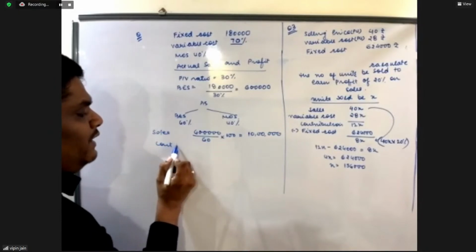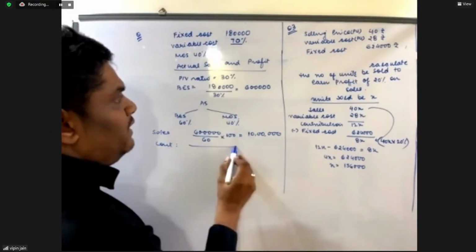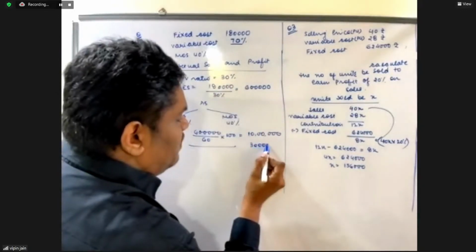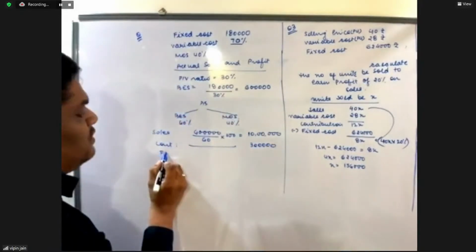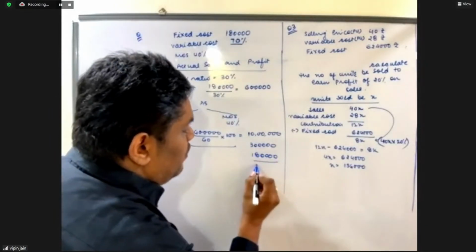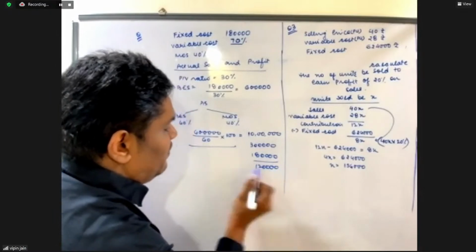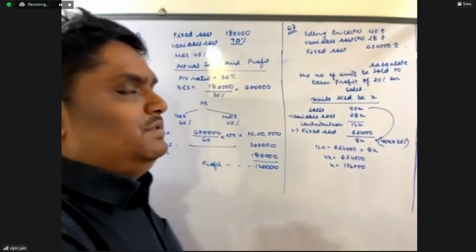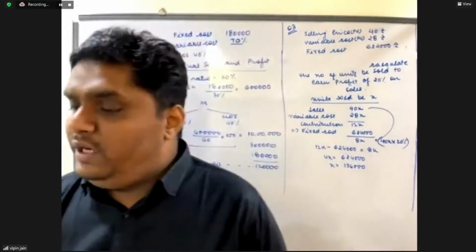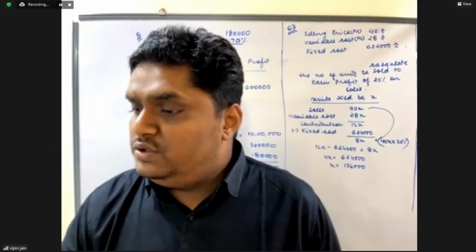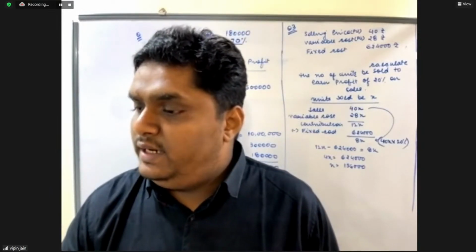If we want to calculate contribution, we can easily calculate that is 10 lakh into 30%. This will be 3 lakh. My fixed cost is anyways given in the question, that is 1,80,000. So 1,20,000 will be my profit. So again, this question was very easy. The point is that you have to stick to the concepts. Very good, Sushil. Now this time your answer is correct.